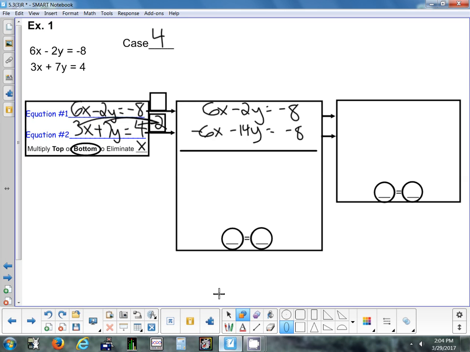Perfect. All right. What variable are we eliminating again? What can I do? Cross out the x's, right? What happens with the y's? What do I get when I add them? -16y. Remember, we're not multiplying.